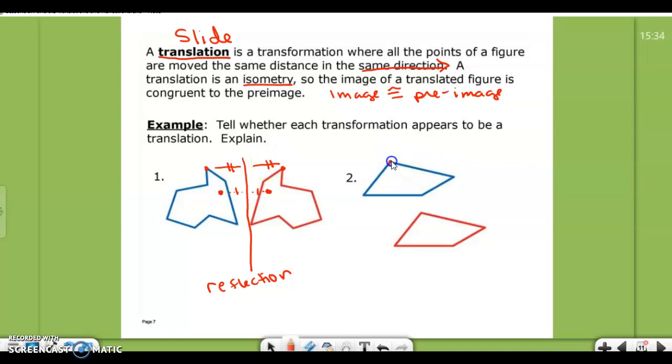Number two, however, if I take this one, I could slide it along a vector in this direction to correspond to that point. This point would slide along the same vector to that point, to this point. Now notice one thing here, all of the vectors are congruent. This one is a translation.